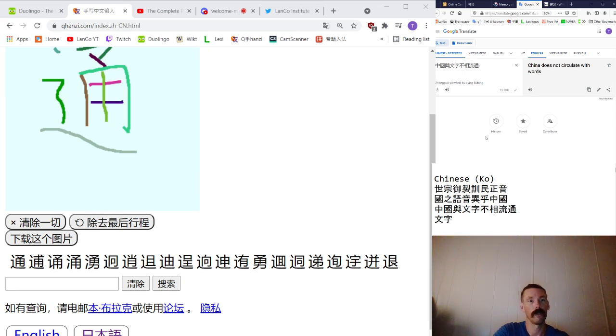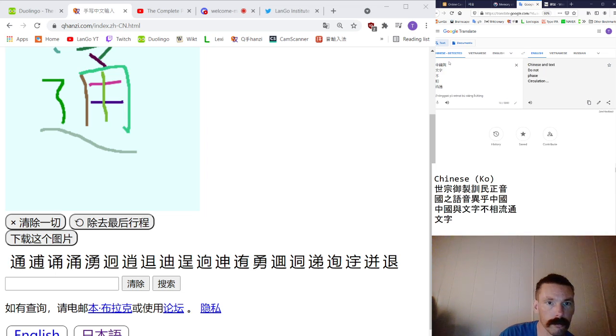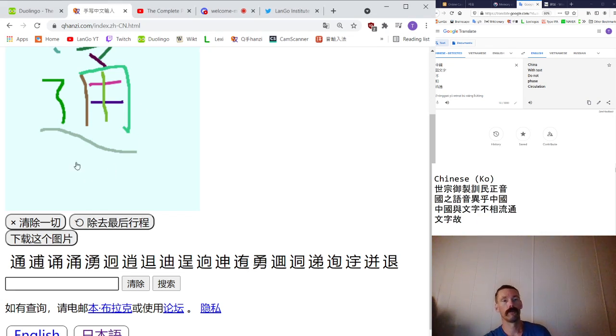China does not circulate with words. What is that on the right hand side? This column. 流通, circulation. Oh, that's it, I think. This is going to be my guess for the next character. Cool, that's right. Means therefore. Basically means cause. Or it can mean old. 文字故.